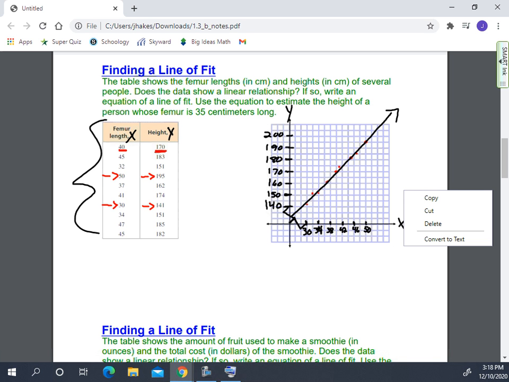To make, what do we have to do? Now we have to come up with an equation. Oh, actually, no. It says, does the data show a linear relationship? And it does, right? It looks like the longer your femur length, the taller you are. So yes, it has a linear relationship.